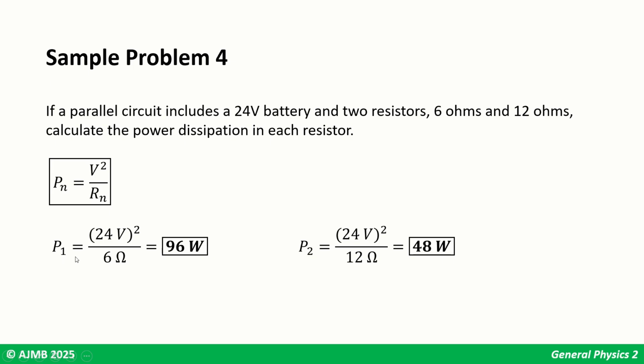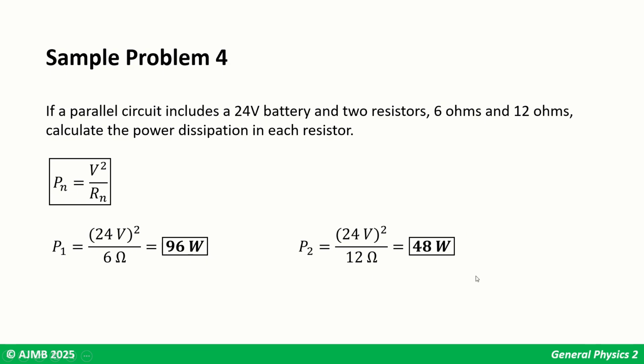So P1, voltage is 24. Just square that. The resistance for R1 is 6. So how much power is dissipated when the current passes through R1? It's 96 watts. When it passes through R2, rated 12 ohms, it's 48 watts.